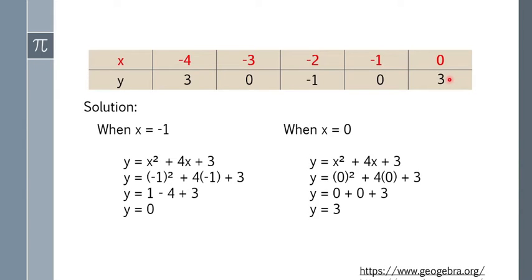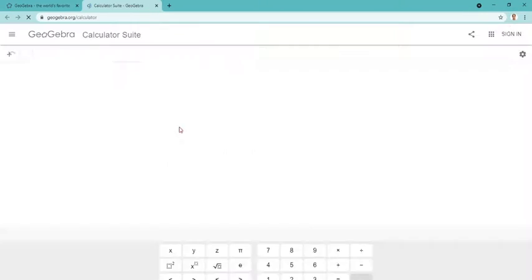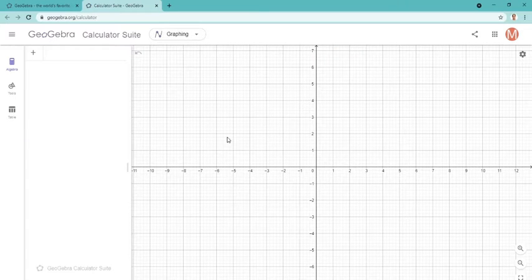Okay, so then igagraph na natin yan. Pwede tayong gumamit ng GeoGebra or Desmos. Gagamitin natin itong GeoGebra. Click lang natin yung link, so mapupunta tayo dun sa website niya. Okay, start natin. Remember yung table of values natin. If x is negative 4, y is 3. Negative 3 is 0. Negative 2, negative 1. So plot na tayo ng points.